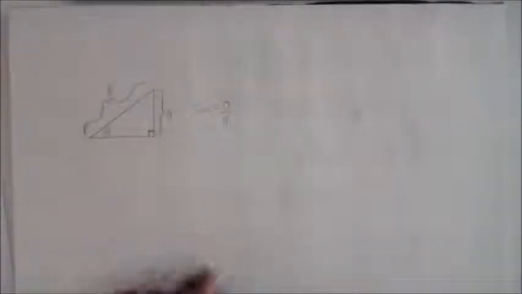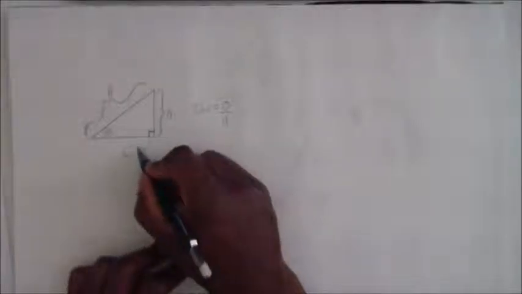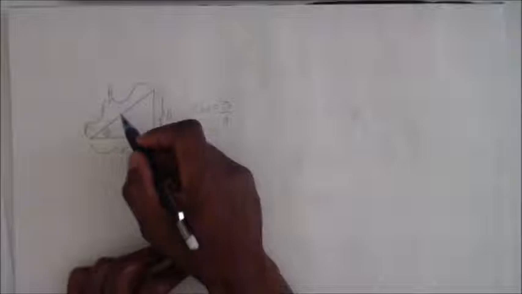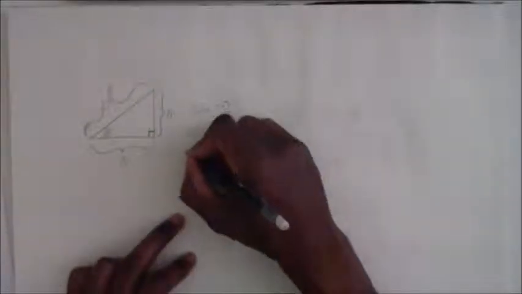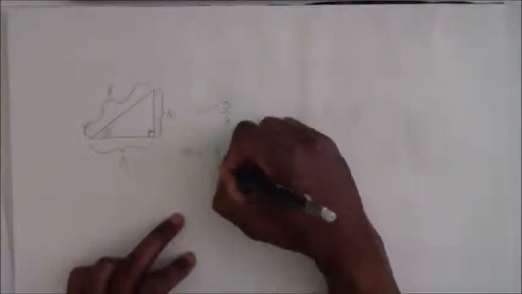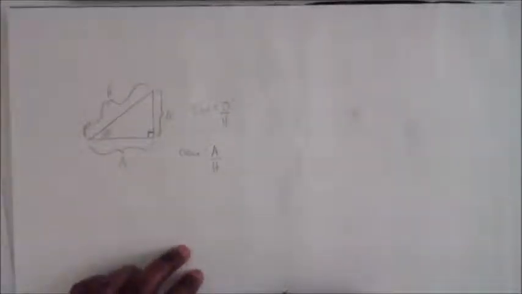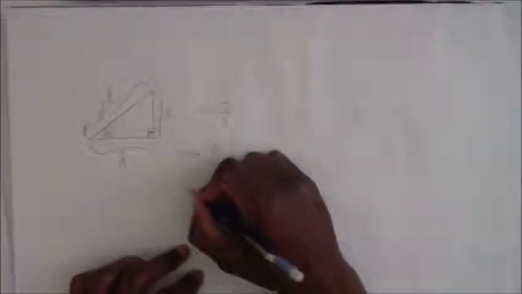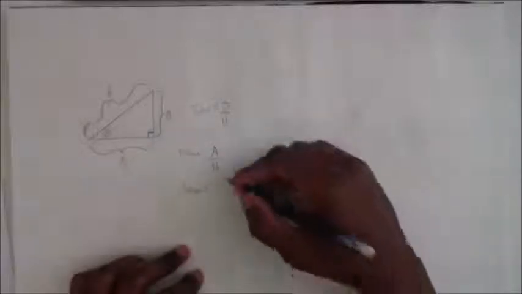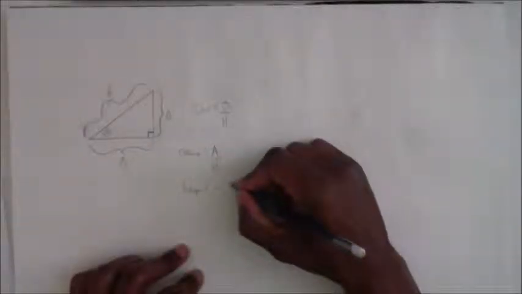Now the cosine is going to be the side adjacent to the angle that's not the hypotenuse, divided by the hypotenuse. So cosine is equal to adjacent over the hypotenuse. And the tangent is equal to the opposite divided by the adjacent.